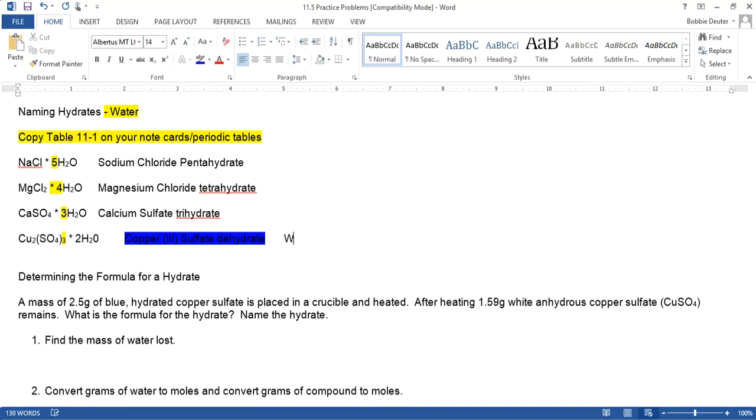This will actually turn a whitish color when it is something that we call an anhydrous. Anhydrous, an meaning anti, means it has no water in it. So when you hear the term anhydrous, in this case for the copper sulfate dihydrate, that would simply be copper 3 sulfate. That's all it is. There's no water molecule attached to it.